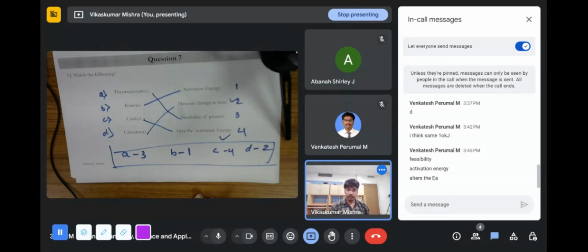Okay, so I hope it's very clear. But still, if there is any doubt, please let me know over here. Since there is none, let's move to the next question. Question number 8.